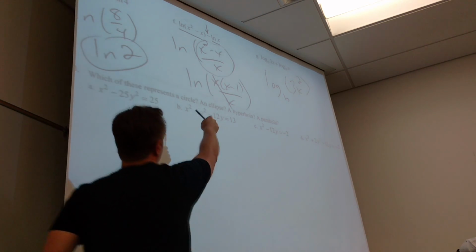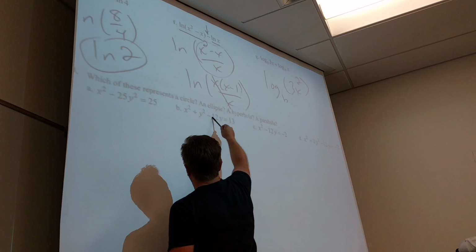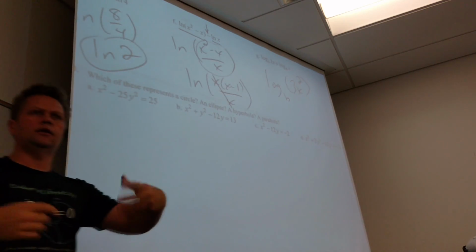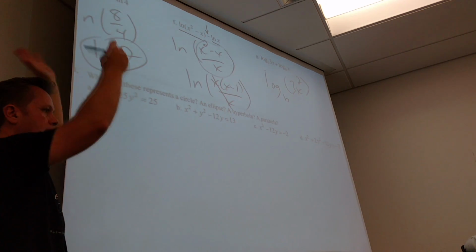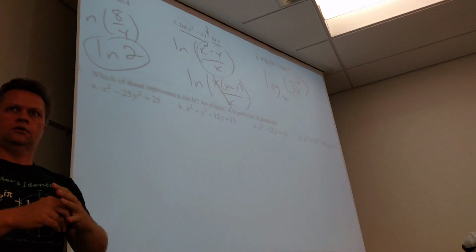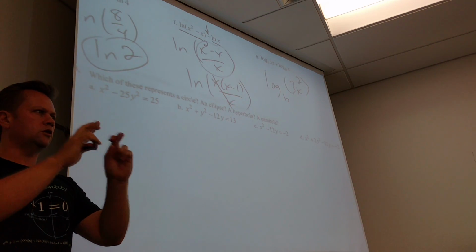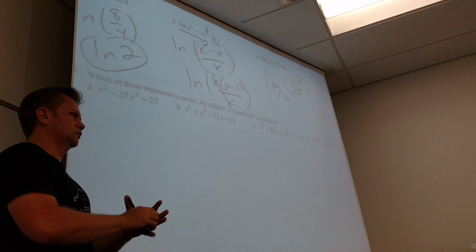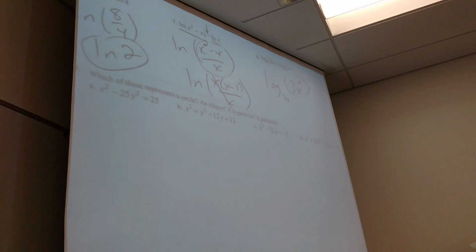What else did I want to say? Oh, yeah. For the circle, you'd have to complete the square for the y, but not for the x, because there aren't any x pieces laying around. Those are the kind of things you want to start getting used to looking for. Okay, cool.